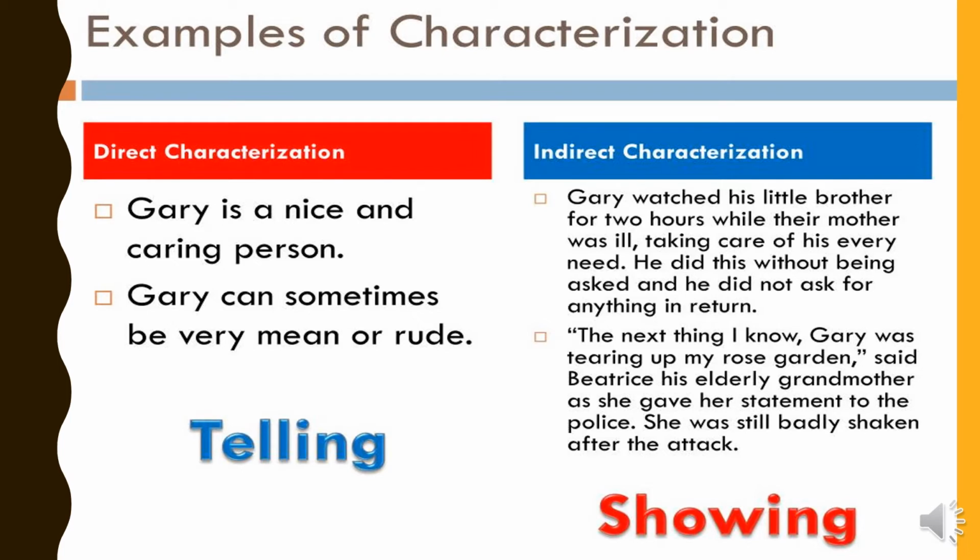The next thing I know, Gary was tearing up my rose garden, said Beatrice, his elderly grandmother, as she gave her statement to the police. She was still badly shaken after the attack. In the direct, the writer is telling us directly about the character Gary. In the indirect, he is showing us through more information.